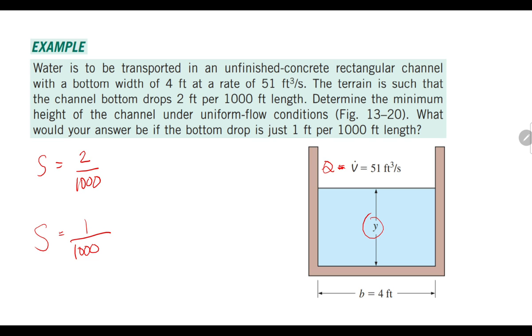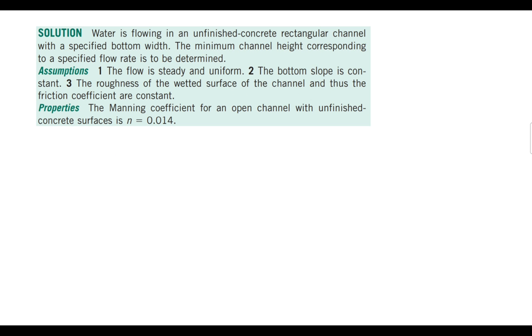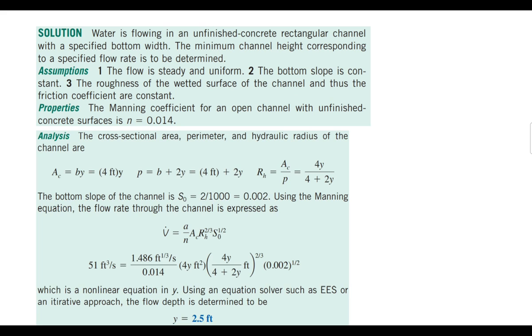So again, we'll use the Manning's equation. Anyway, it will be specified in the problem, and if it is not Manning's equation to be used, let's say the problem says to use the Kutter C or the Bazin C, they will give you the value of m. So same assumptions. For Manning's coefficient, for unfinished concrete, we'll use 0.014.